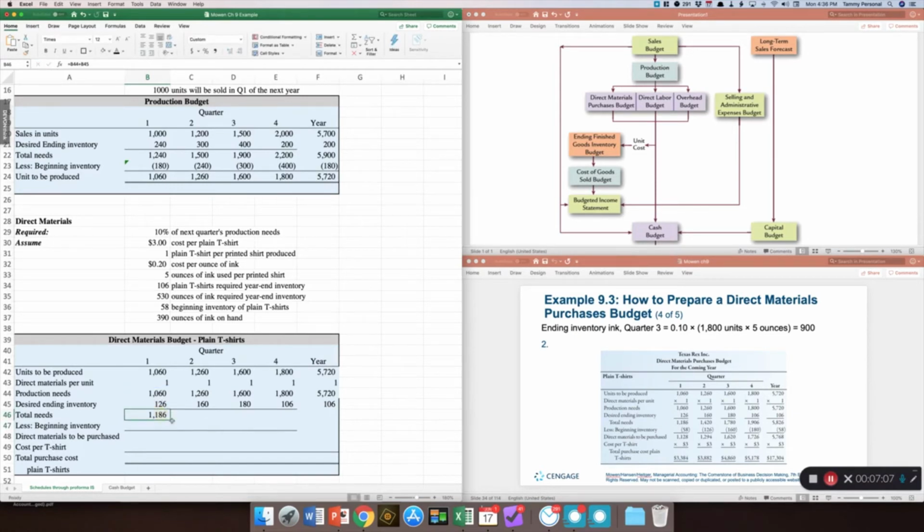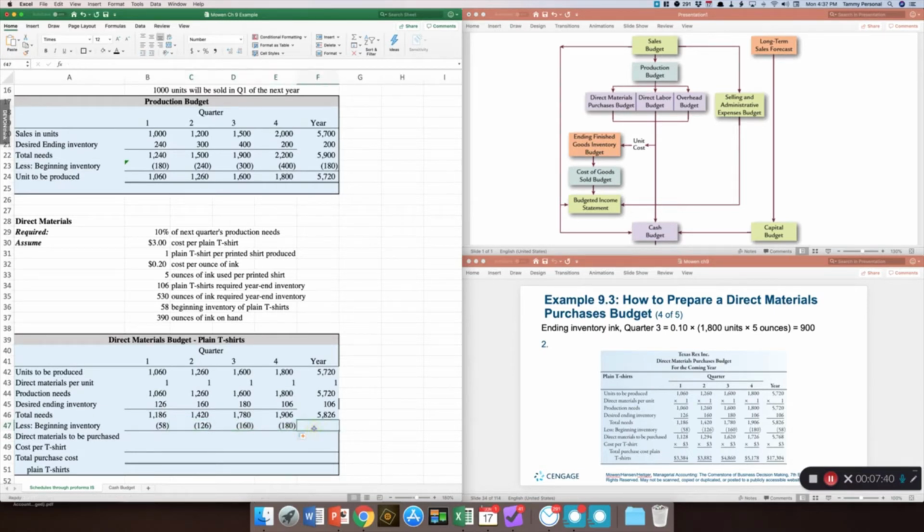We can just drag that calculation out across, 5826, and then again, just like before, we're going to subtract our beginning inventory. So in the first case, it was 58 given up above. We enter it as a negative number. And in the second quarter, it's going to be the negative of our ending inventory here, 126, we can pull that one across.